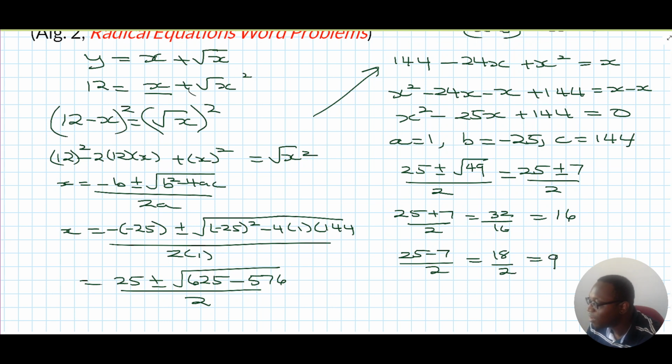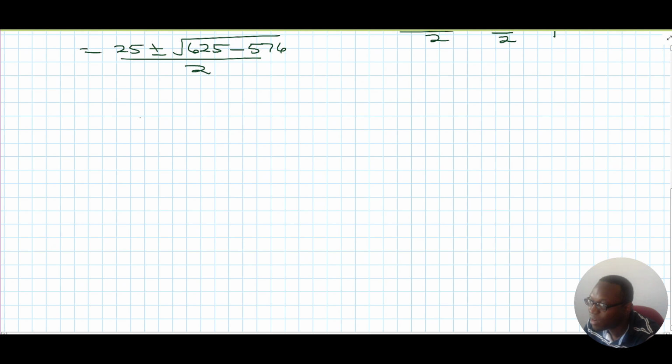Now, it's easy to fall into the trap of thinking you have two answers, but don't do that. Here's what you want to do. The question started off with x plus the square root of x equal to 12.